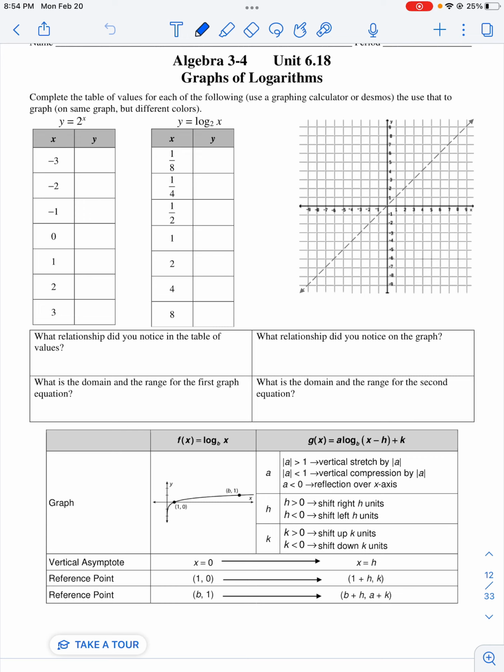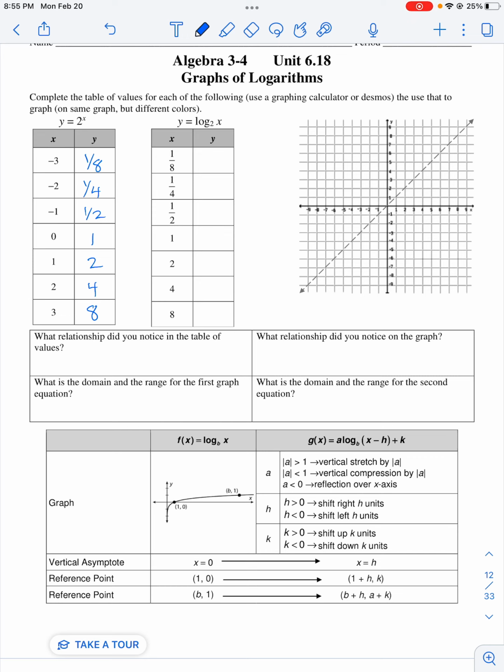So in the beginning, we've got the tables for the graphs of y equals 2 to the x and y equals log base 2 of x. I hope you're already thinking about the relationship between these two. So here we go. If I use a calculator or Desmos or just my brain to calculate these, I know that 2 raised to the negative 3 is 1/8. To the negative 2 is 1/4. To the negative 1 is 1/2. 2 to the 0 is 1. 2 to the 1 is 2. 2 squared is 4. And 2 cubed is 8.